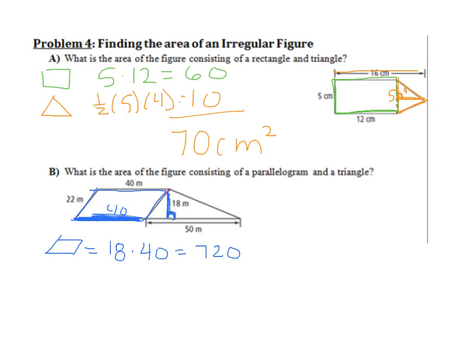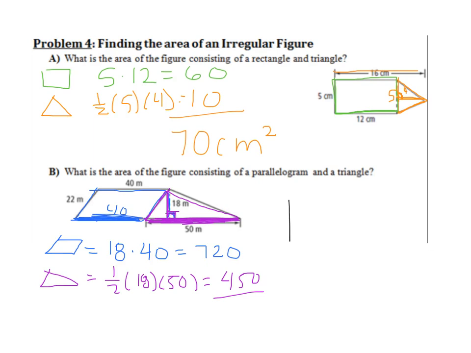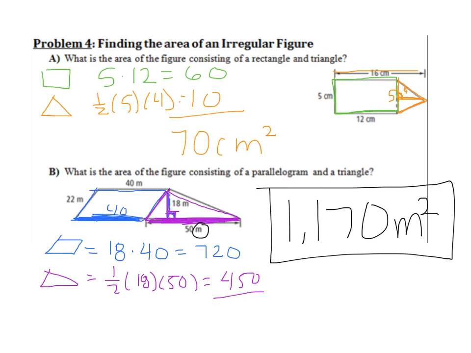And then I look at, here's my triangle, and I'm going to use the same 90-degree angle. Here's my 90 degrees. So here's my height, and this now is my base. Again, only the part that's actually part of your shape. So for my triangle, it's going to be 1/2 times my height times my base. And that would give me 450. And then you add them up because they're combined together. So my final answer here would be 1,170. My units are meters, and I'm talking about area, so it's going to be squared.